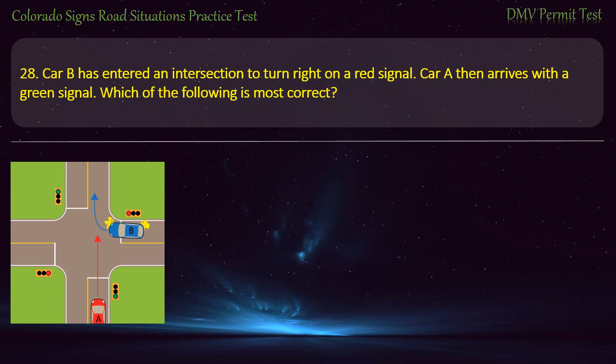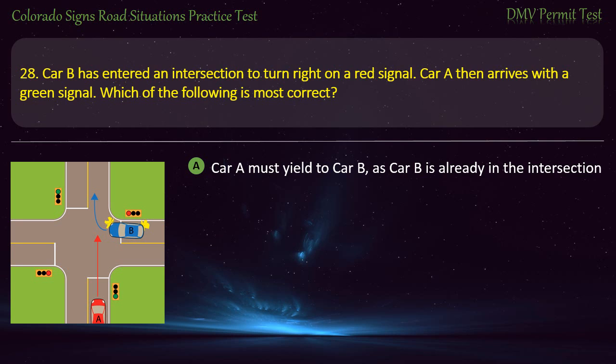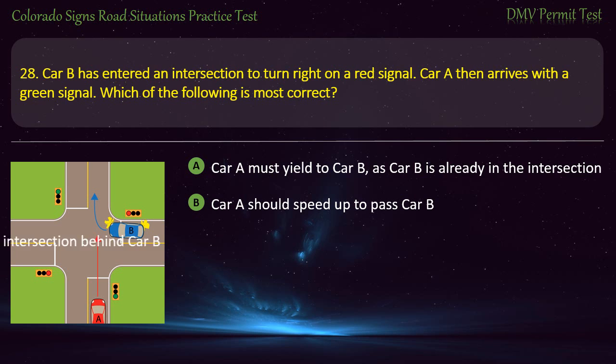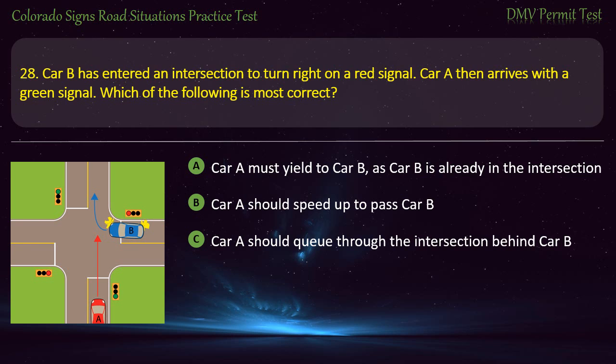Question 28. Car B has entered an intersection to turn right on a red signal. Car A then arrives with the green signal. Which of the following is most correct? Car A must yield to car B, as car B is already in the intersection. Car A should speed up to pass car B. Car A should queue through the intersection behind car B. Car B must stop and let car A through. Answer. Car A must yield to car B, as car B is already in the intersection.